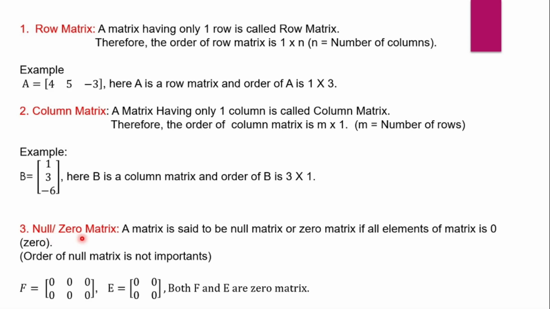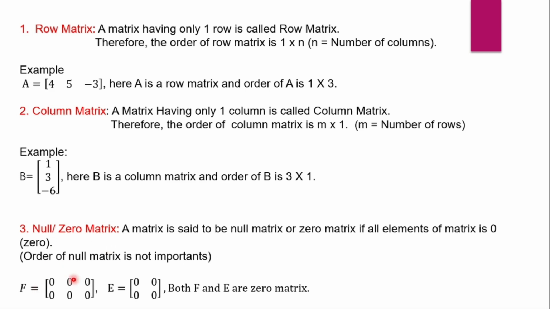Now what is a null or zero matrix? A matrix is said to be a null matrix or zero matrix if all the elements of the matrix are 0, irrespective of order. So there are no specifications about the number of rows and number of columns. One row, one column would be fine, or more than one or two as well.